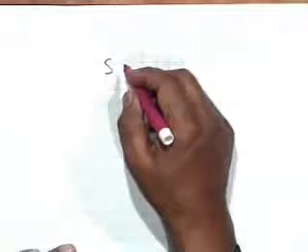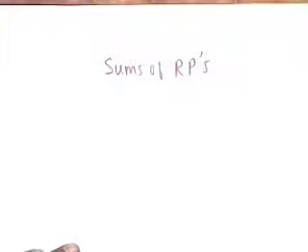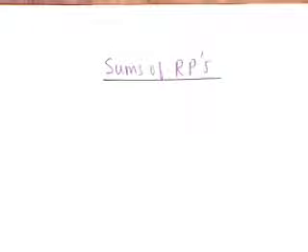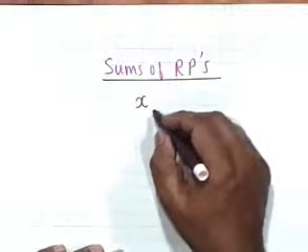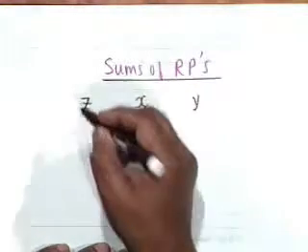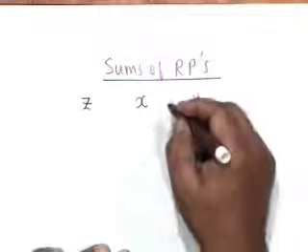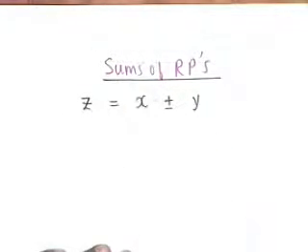We next consider sums of random processes, that is, random processes which are generated by linear combination of two or more random processes. For example, if we have two random processes, x and y, then we can generate a third random process as a linear combination, maybe the sum of the two or the difference between the two. So we can have x plus or minus y. This can be my third, new random process z.